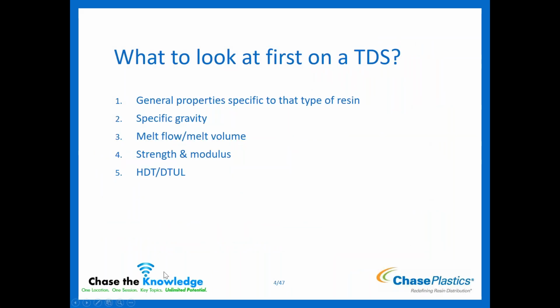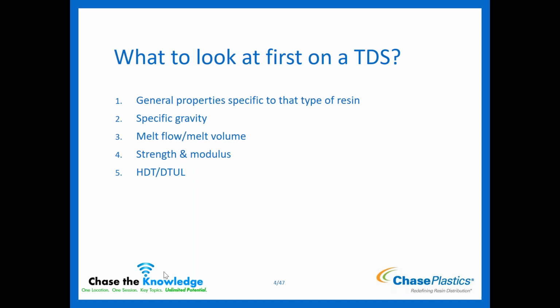So what do we want to look at first? When you first get a data sheet and you've never looked at one before, what are you supposed to do with this? The first thing you're going to want to do is look at some general properties that are specific to that type of resin. So if you're looking at maybe an ABS material, the first thing you might want to look at is the different impacts. They span from just a general purpose impact to maybe a high impact grade. So something to consider when you're looking at it.